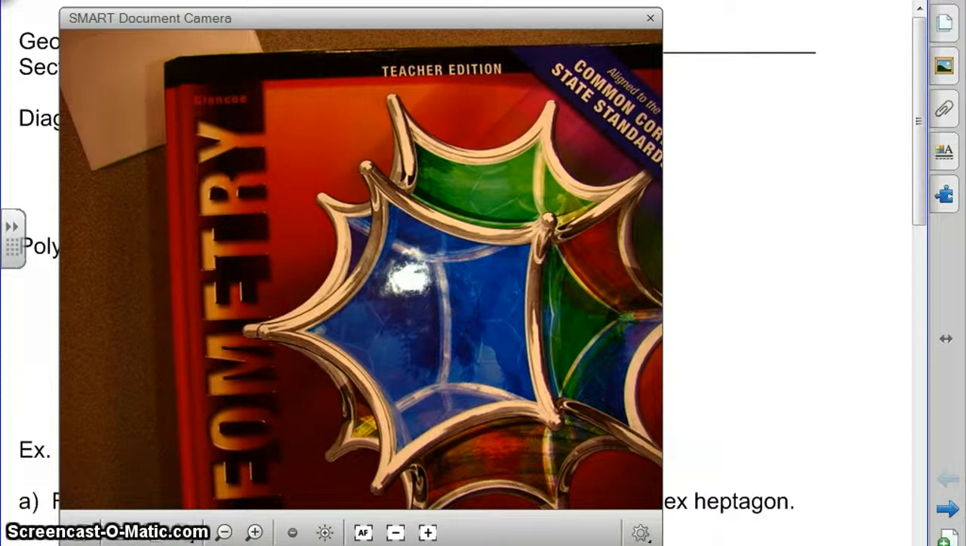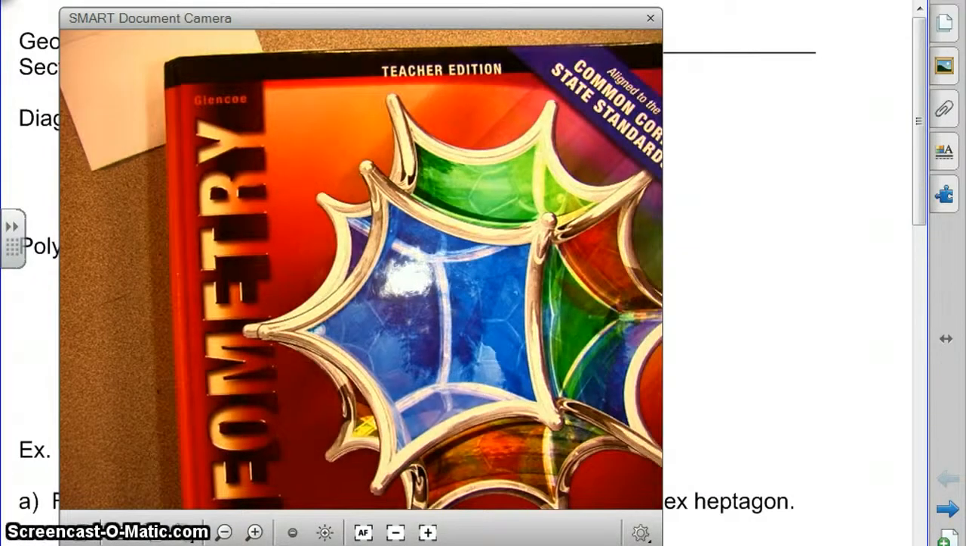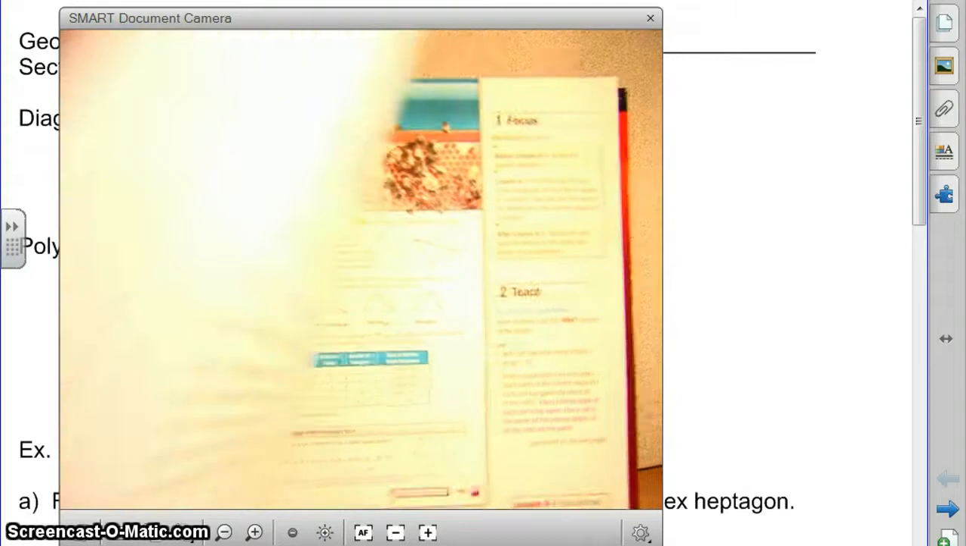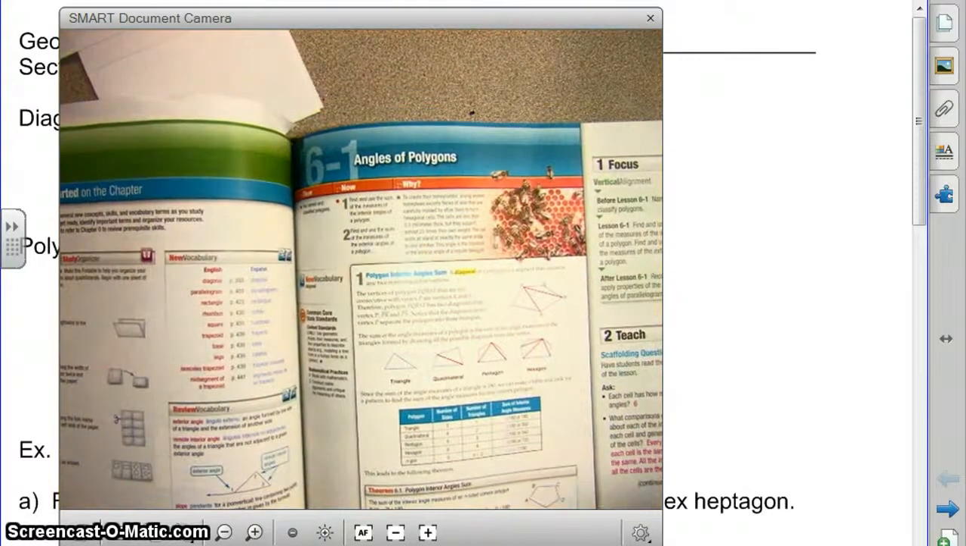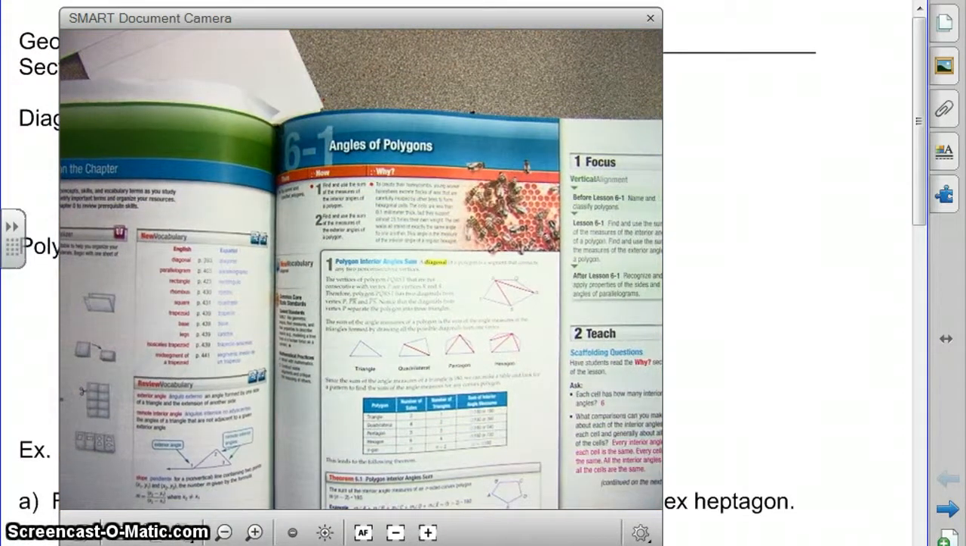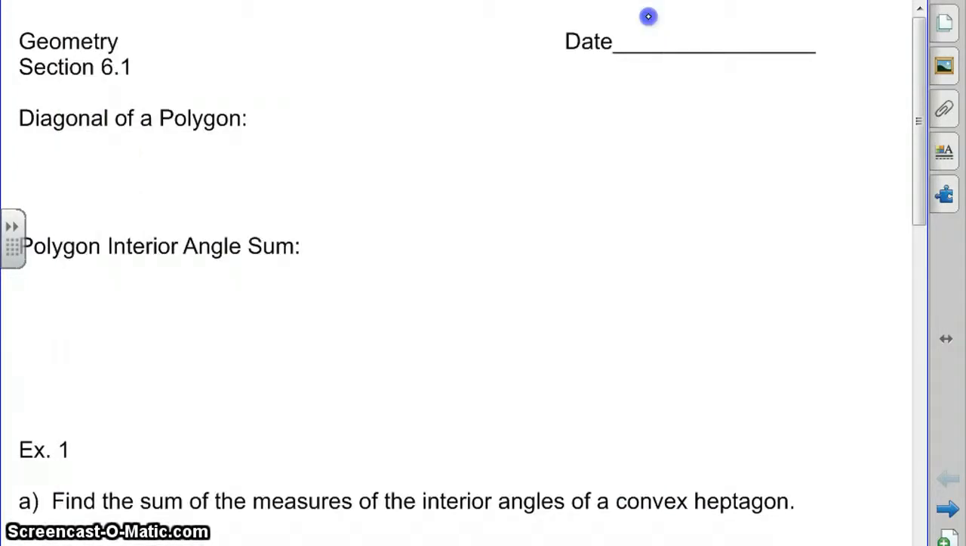We are continuing our study of polygons, looking specifically at quadrilaterals. And we'll be working in lesson 6.1 in your textbook today on page 393. We have our fillable notes that you will follow along as we go through the lesson.